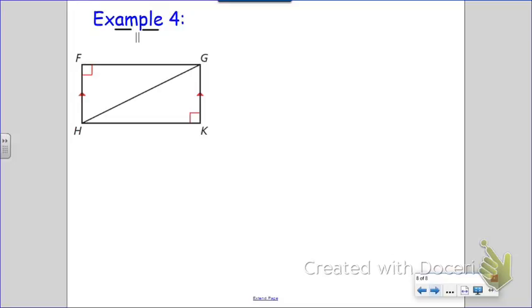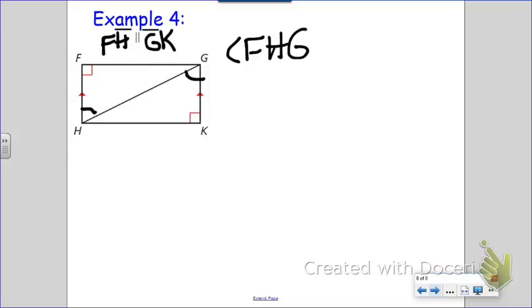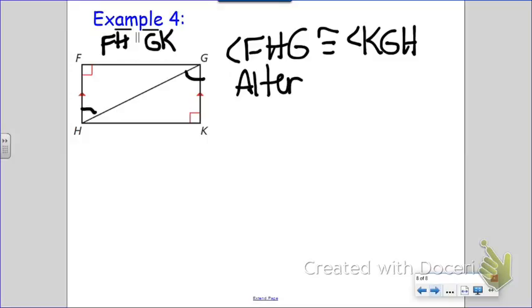Our last example is not asking us to prove anything, but we can look at the drawing just to see how you could prove the triangle is congruent. So again, I'll show you what's parallel to what. So we have FH is parallel to GK. If we have parallel lines, once again, we use a pair of angles congruent, so angle FHG is congruent to angle KGH. Those again are alternate interior angles congruent.